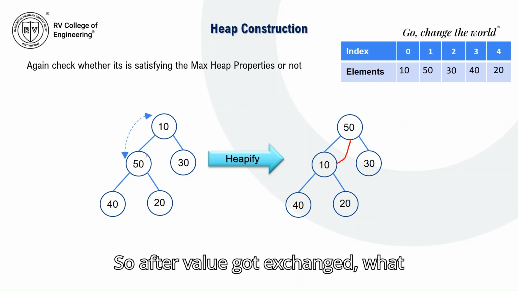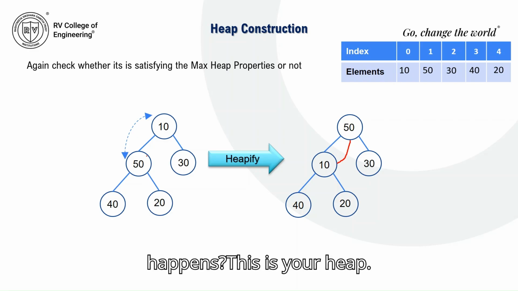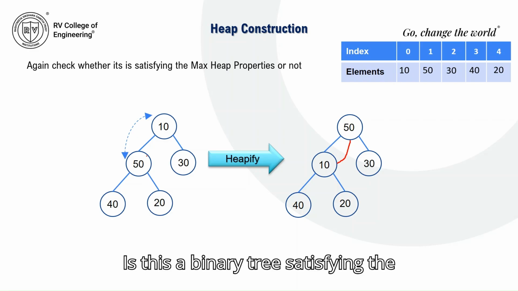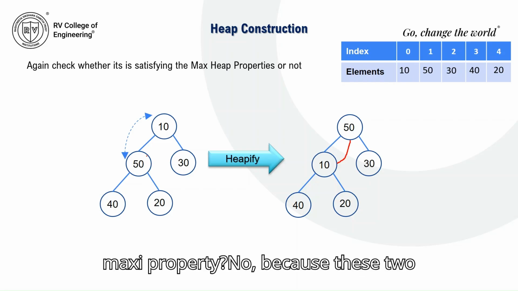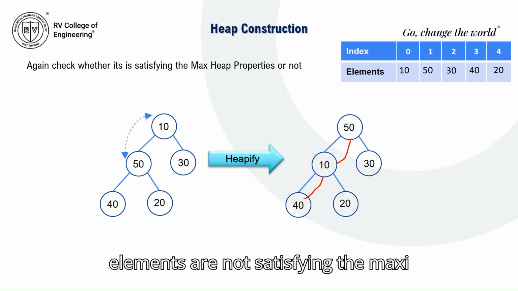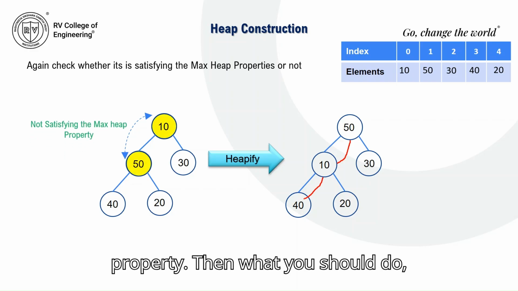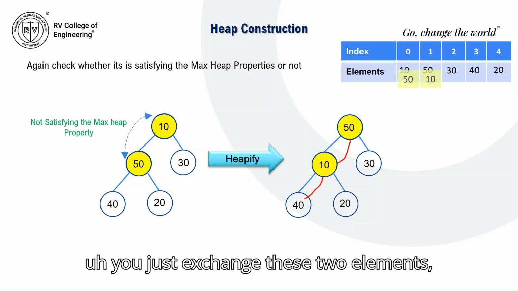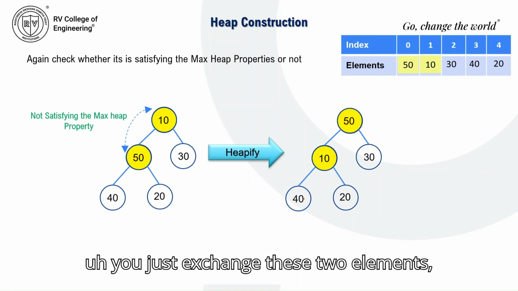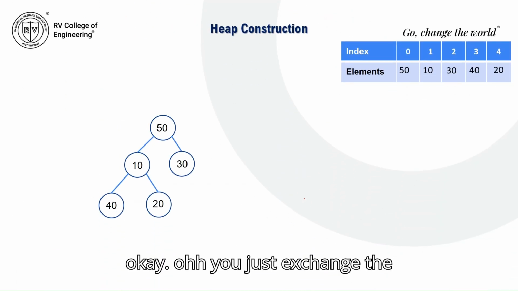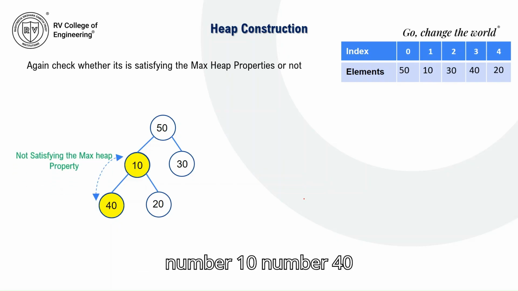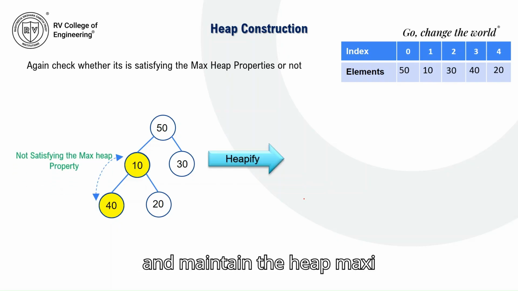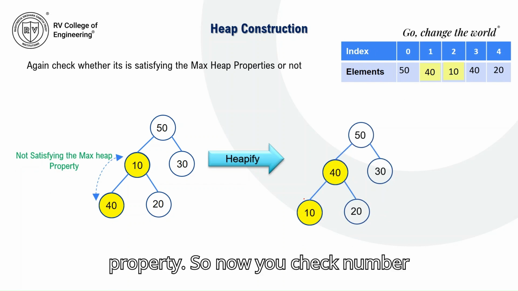Okay. So after the values got exchanged, what happens? This is your heap. Is this binary tree satisfying the max property? No, because these two elements are not satisfying the max property. Then what you should do? You just exchange these two elements. Okay. You just exchange the number 10 and number 40, and maintain the heap max property.